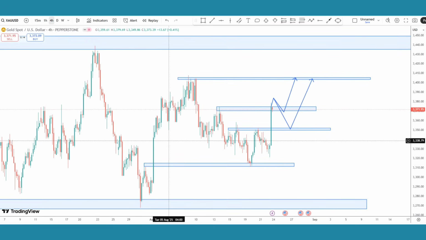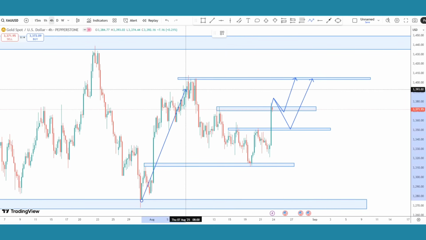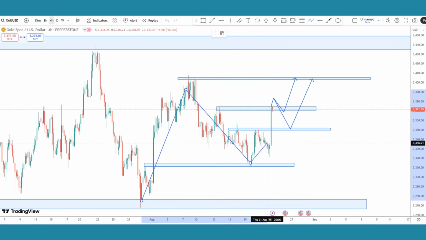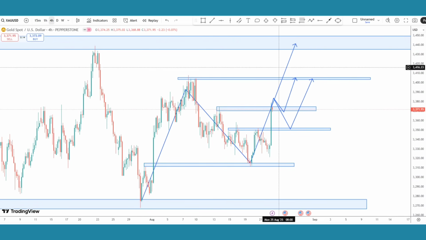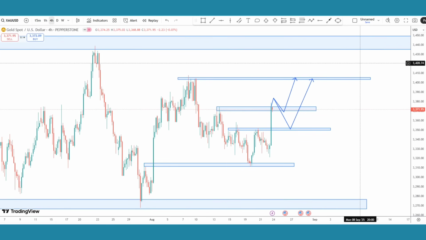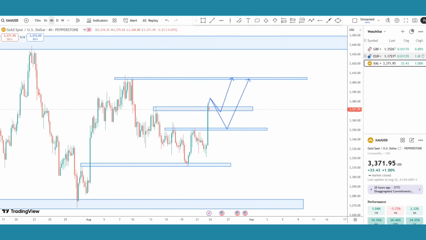So my general bias for gold is a buy. It's always been a buy in most cases, and again you can see price here making this impulsive move, and then retracing down, and then I expect it to make another impulsive move to the upside in the next coming days. And generally that is my bias for gold. So this has been my analysis for gold. Next I'll be looking at EURUSD.